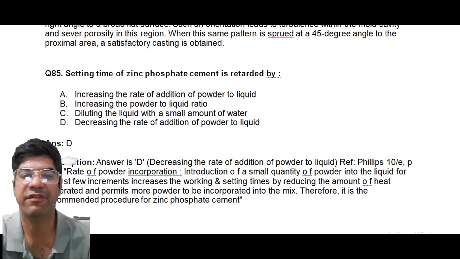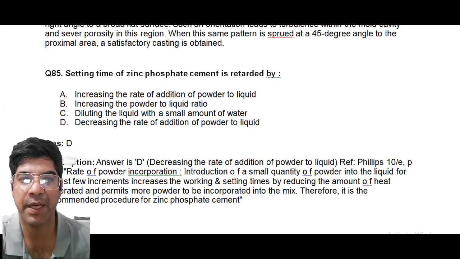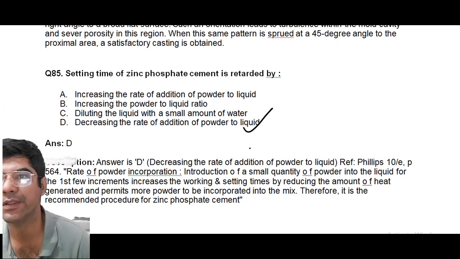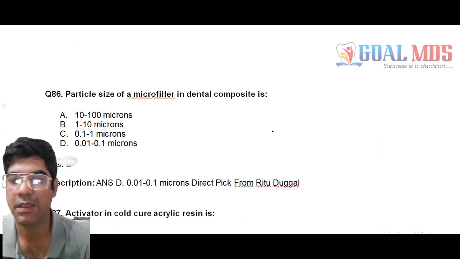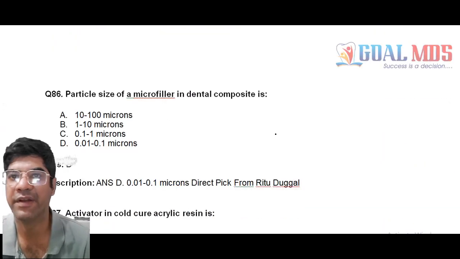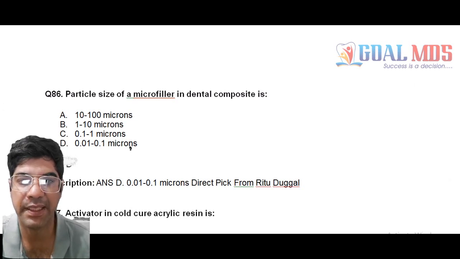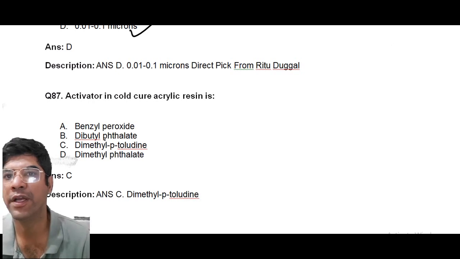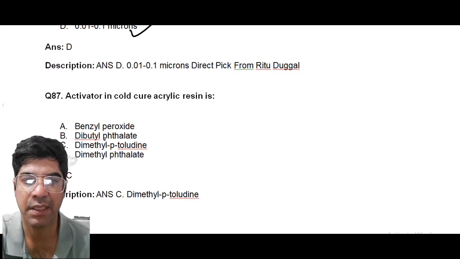The setting of zinc phosphate cement is retarded by, answer is decreasing the rate of addition of the powder to liquid. The particle size of a microfiller in dental composite, it is D. The activator in cold cure acrylic resin is dimethyl paratoluidine.